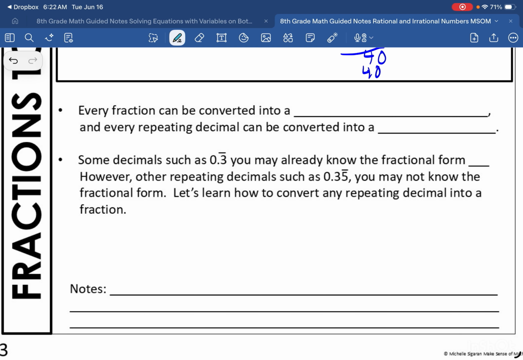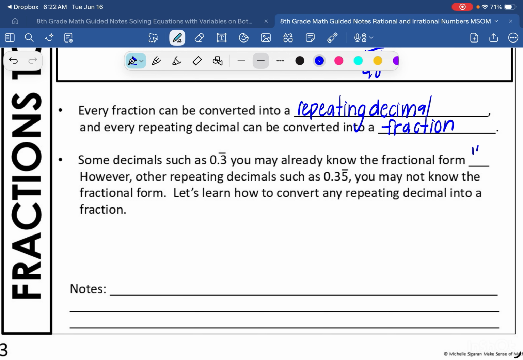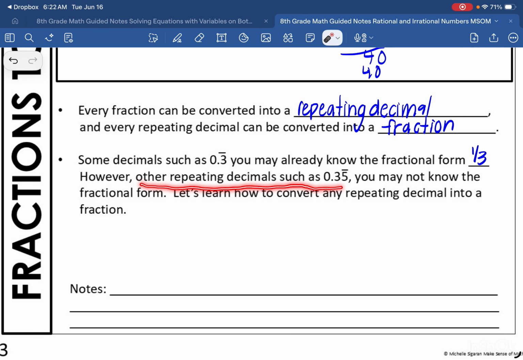So every single fraction can be converted into a repeating decimal. And every repeating decimal can also be converted into a fraction. Some decimals, such as 0.3 repeating, you may already know the fractional form as 1/3. However, other repeating decimals such as 0.35 with the 5 repeating, you may not know the fractional form. Let's learn how to convert any repeating decimal into a fraction.